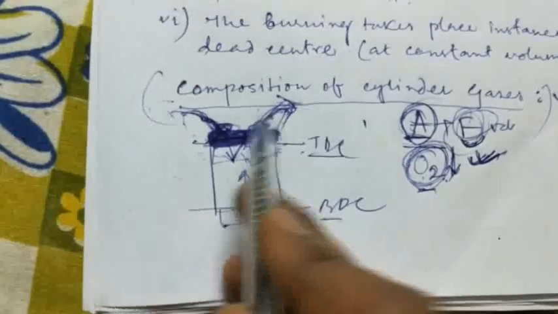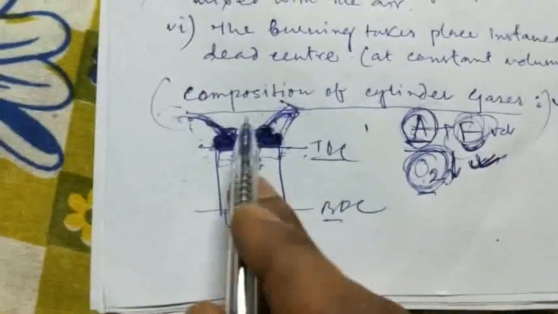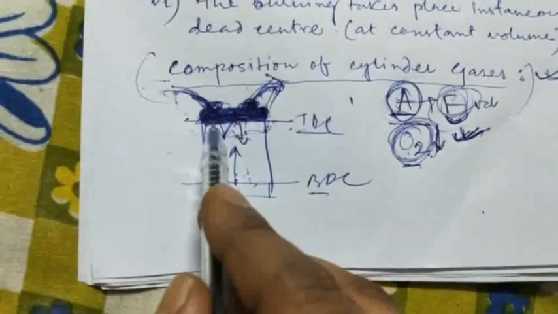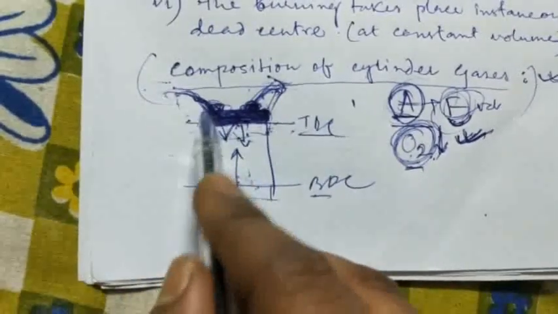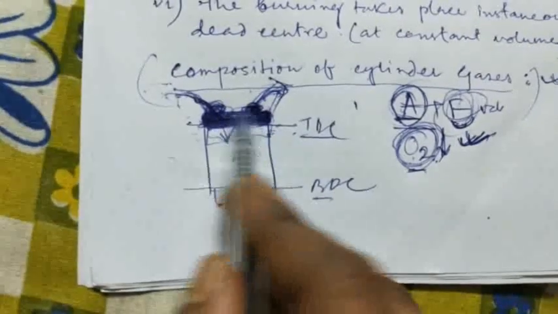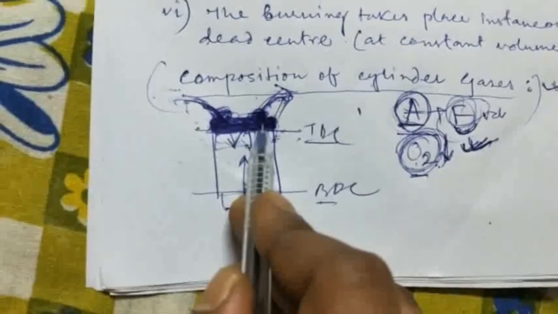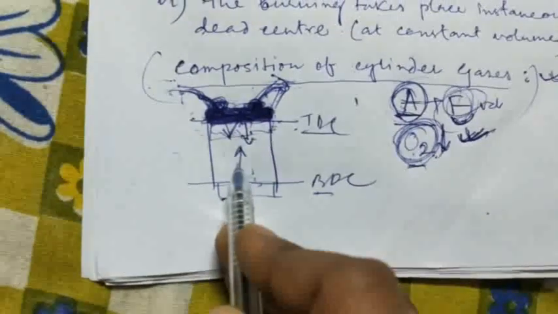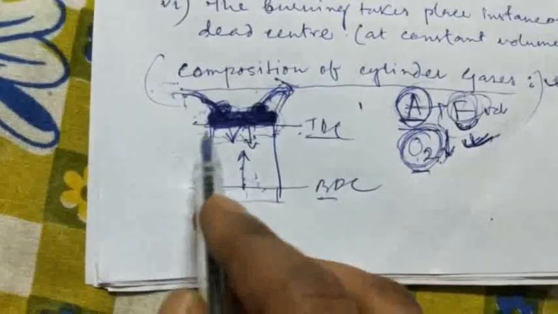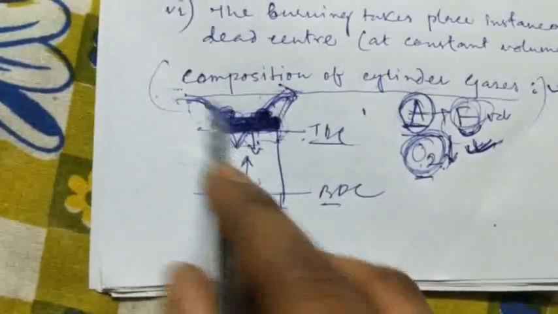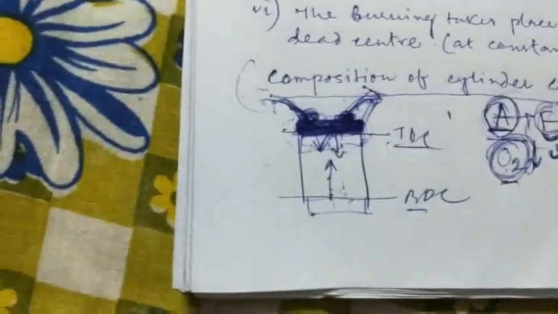And if the burnt gas increases, it will dilute the fresh charge. Whenever the fresh charge is introduced from the inlet valve, this burnt gas, which is at high temperature, will expand and occupy the vacuum space, and it will restrict the fresh charge introduction. Thus it will dilute the fresh charge or air.